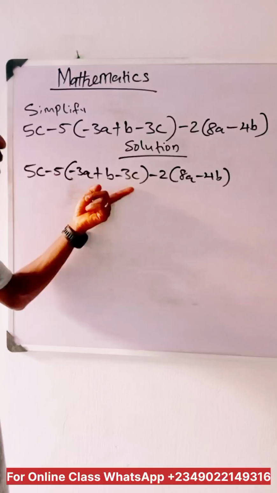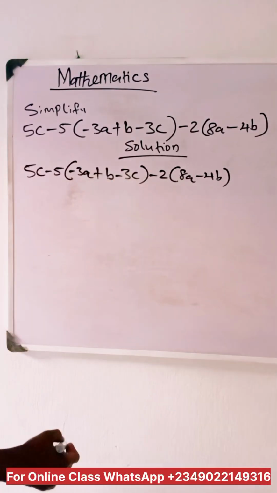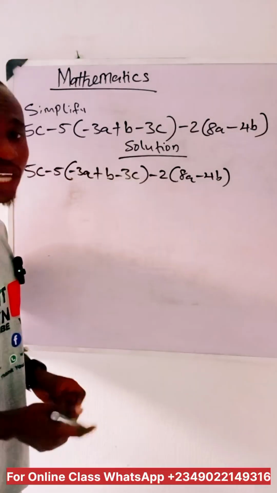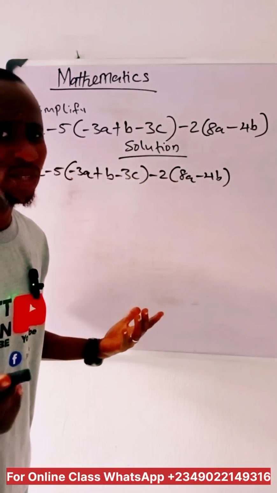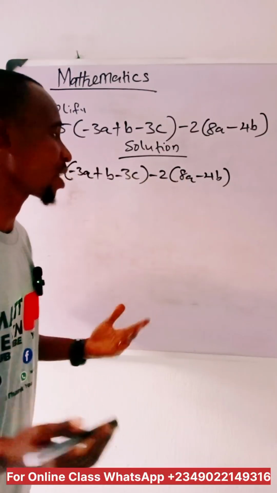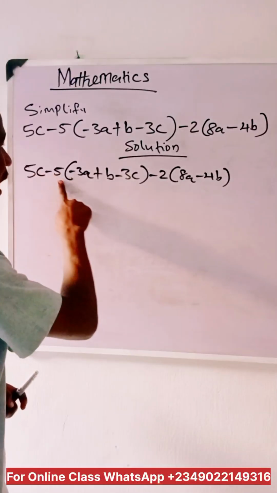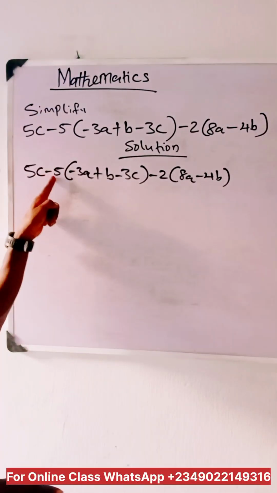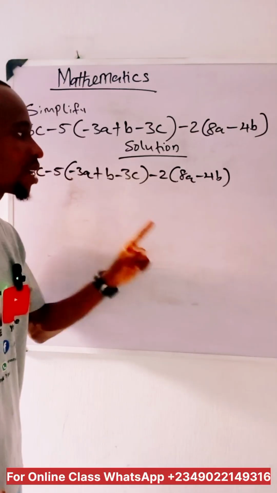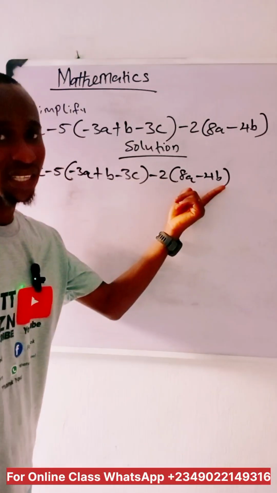Okay, this is what I'm given to simplify, right? Now take note, how many brackets do we have here? We have two brackets, right? And the basic principle is what? Notice what is outside the bracket. Minus 5 is outside this bracket. Minus 2 is outside this bracket. So minus 5 is multiplying everything inside this bracket. Minus 2 is multiplying everything inside this bracket.